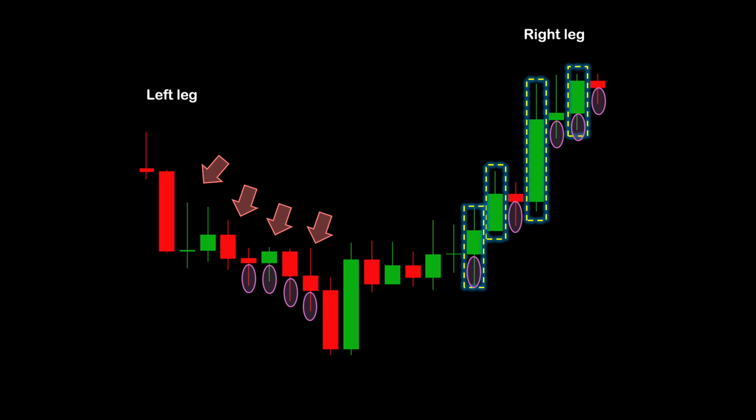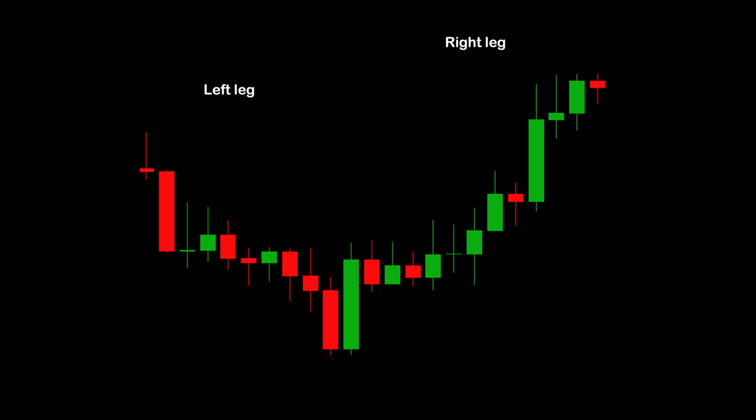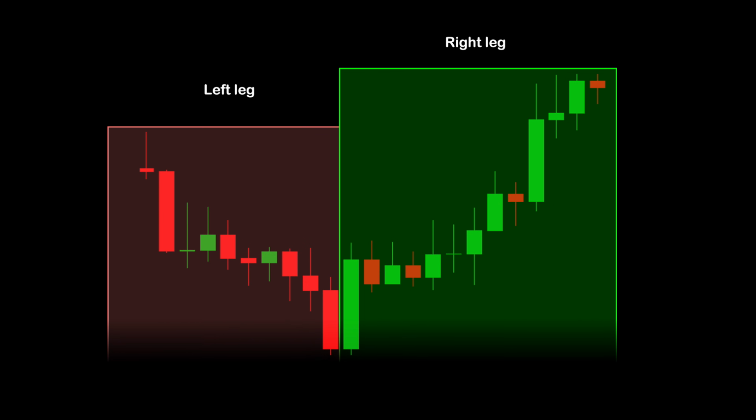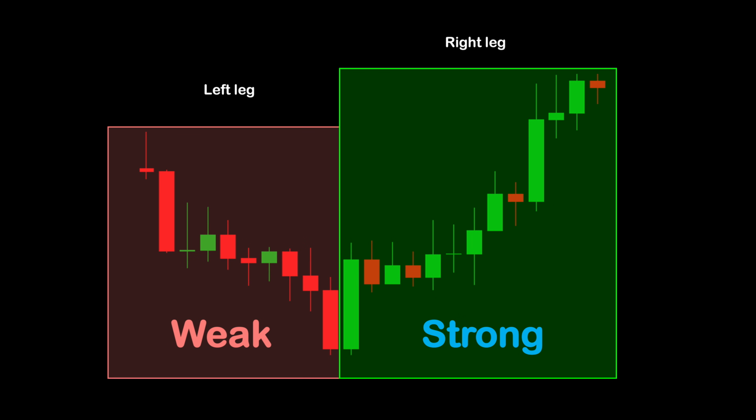And if you ask the same question here, which leg is stronger, the answer would be obvious, the right leg. And that's why this candlestick pattern worked. The takeaway here is that if the pin bar candlestick pattern is bullish, then you want the right leg to be stronger than the left leg.